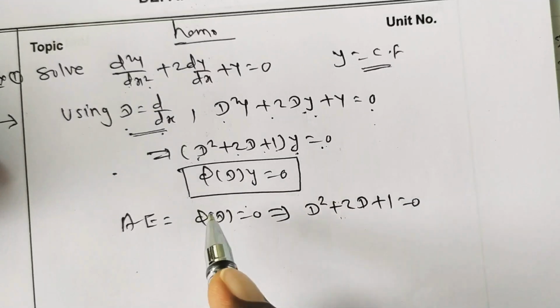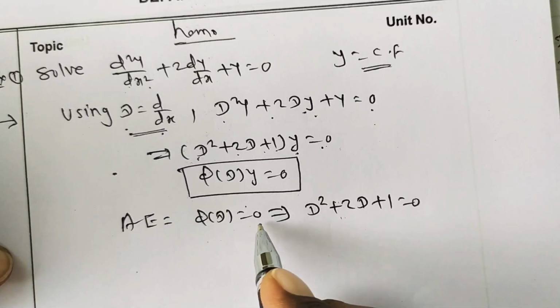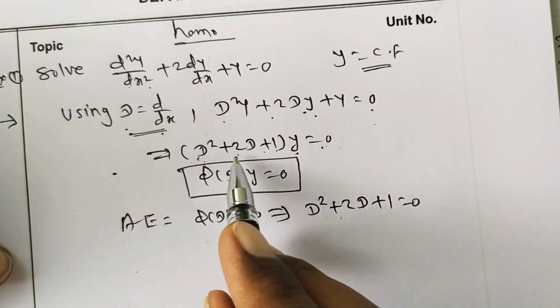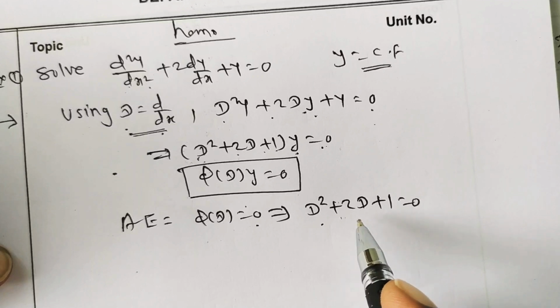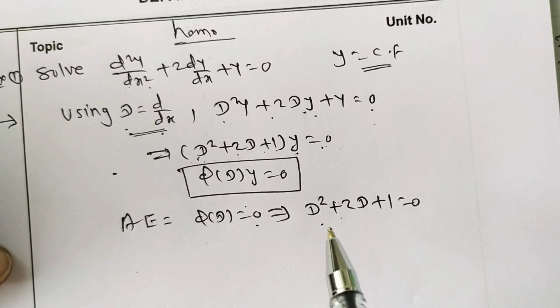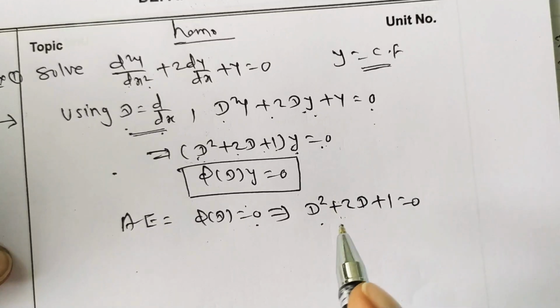Okay, now for solution we have to take auxiliary equation. So auxiliary equation is phi of D equal to 0, that is D square plus 2D plus 1 equal to 0. Now how we find roots of this auxiliary equation? For CF, for complementary function, we have to find roots of auxiliary equation.